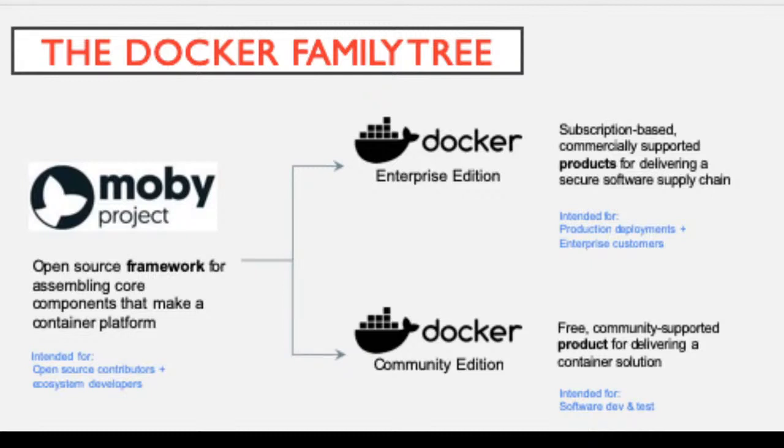So there are two versions to it. We have the Docker Enterprise Edition and the Docker Community Edition. The basic difference between these two is that the Docker Enterprise Edition is subscription based and commercially supported. The Docker Community Edition is free. Anybody could download and use it. So this is a community supported product for delivering a container solution.